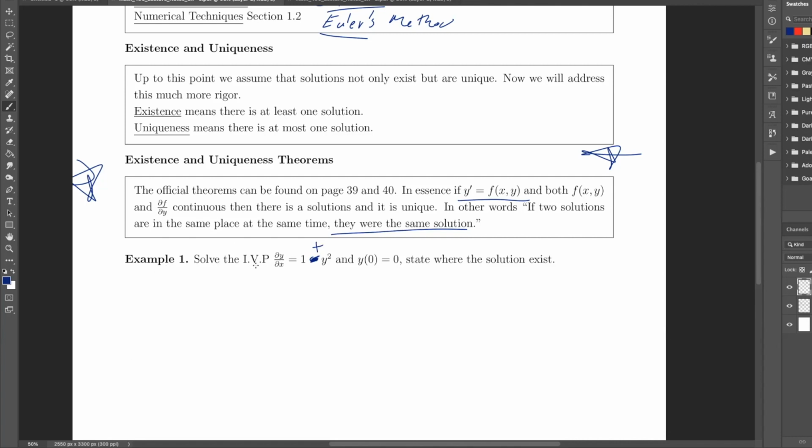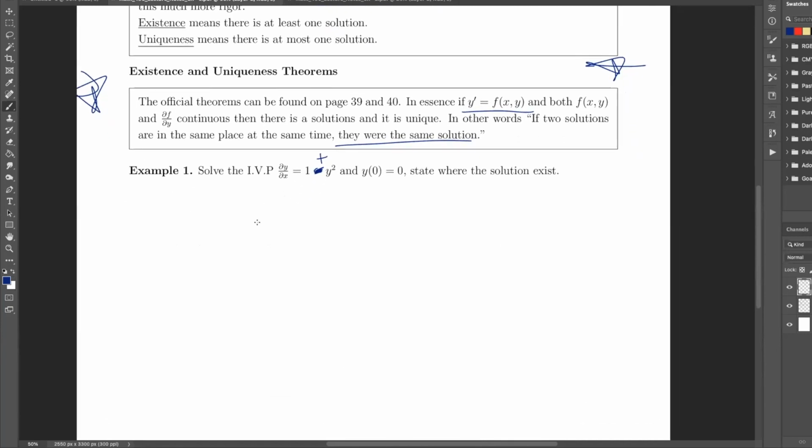All right, so let's look at this. This is fairly innocuous in the sense of what we have. So let's just solve this. In fact, since we have some time, I'll just solve it with you. So here, we get 1 over 1 plus y squared dy equals 1 dx.